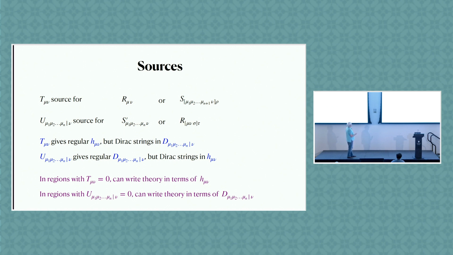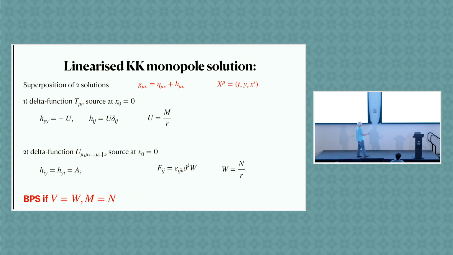and if this is non-zero, it gives a regular graviton, but Dirac strings in the dual graviton, and vice versa. So in regions where this is 0, we can write the theory in terms of, if the stress tensor is 0, we can, so I've got this the wrong way around. In regions where U is 0, we can write in terms of the graviton, and in regions where the stress tensor is 0, we could write in terms of the dual graviton.